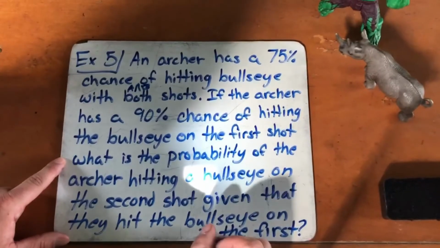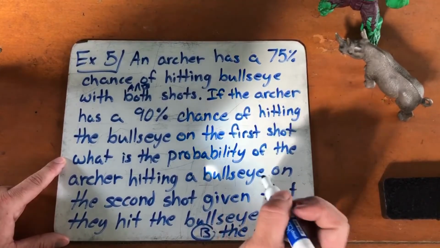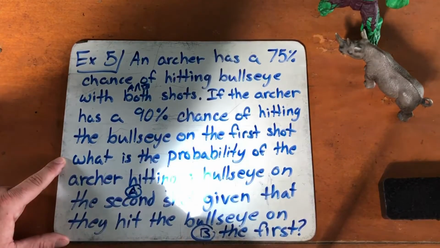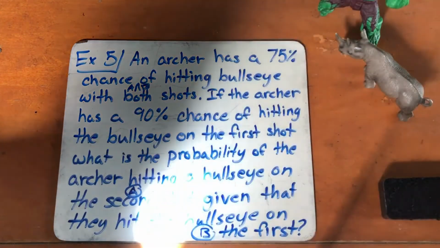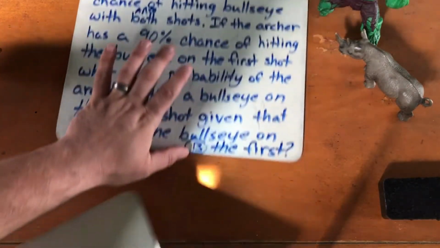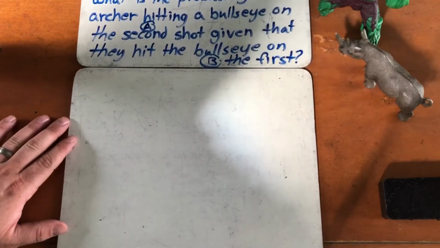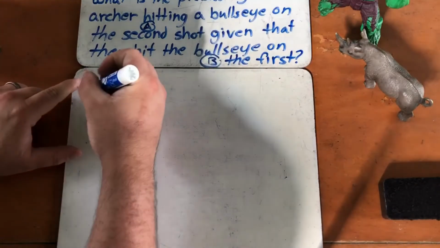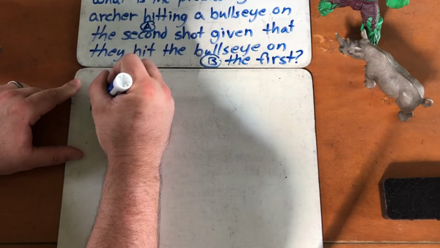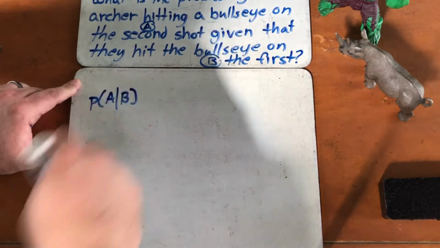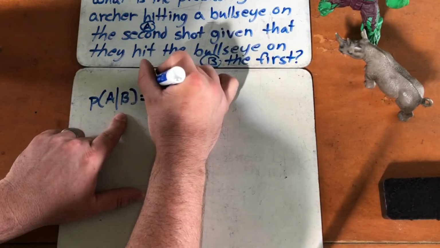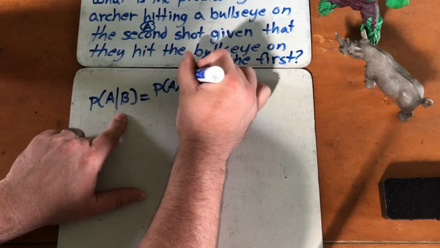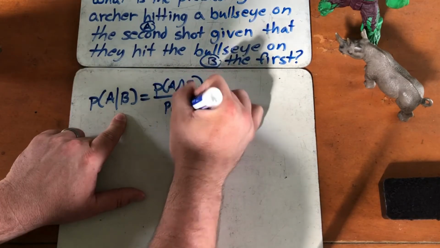So hit the bullseye on the first would be B, hit the bullseye on the second would be A, because we're doing A given that B. And so this 90% is my probability of hitting it on the first shot. So once again, I'm gonna set this up almost exactly like the last problem. All right, so we are looking at, the archer has a 75% chance, so we're looking for the probability of A given that B. Remember that A is hitting it on the second shot, B is hitting it on the first shot. So we're doing the probability of both A and B over the probability of B.